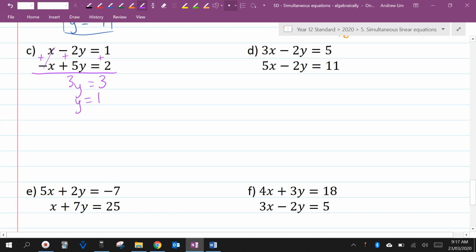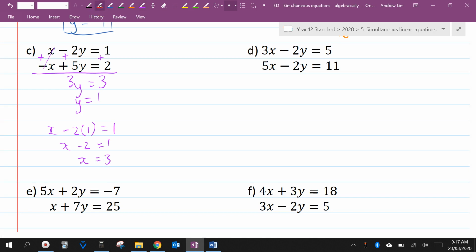I'm going to substitute that into any of these equations. I'm just going to pick the first one. X minus 2y, in this case, y is 1. 2 times 1 is equal to 1. X minus 2 is equal to 1, so x is equal to 3.